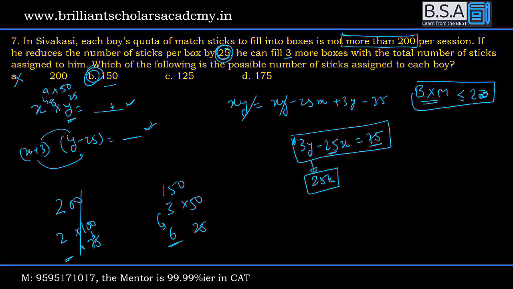Is this understood? How are we manipulating these numbers? How did I reach the conclusion that y must be a multiple of 25? y is the number of sticks. What is the first multiple of 25? 25 itself. But I cannot have 25 sticks, because reducing 25 would make it 0. So what we did is check for 50. 50 matched. 50 sticks, 3 match boxes makes it 150. 25 sticks makes it 6 boxes. That is 150. Is the number of boxes increasing by 3? Yes, job done.